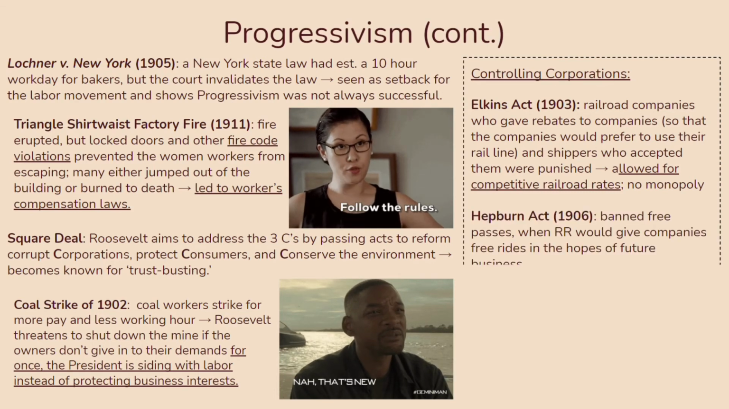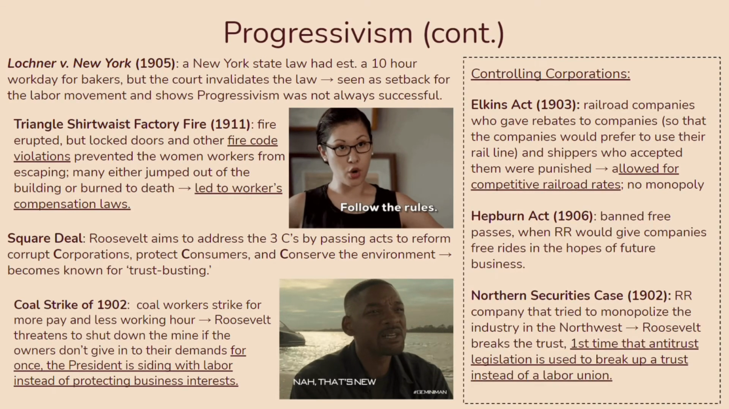You also have the Hepburn Act of 1906. This banned free passes, where basically the railroad would give companies free rides in the hopes of future business. So that's not allowed anymore. And finally, you have the Northern Securities case of 1902. So this railroad company had tried to monopolize the industry in the Northwest, but Roosevelt breaks down the trust. And for the first time, antitrust legislation is actually used to break up a trust instead of a labor union.